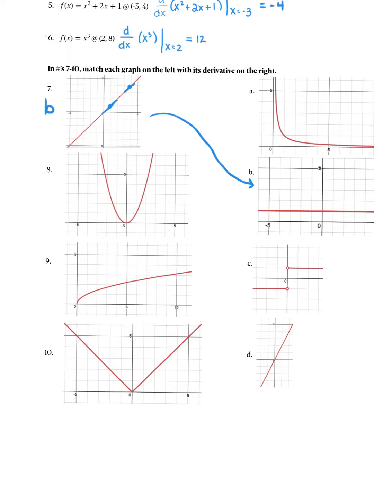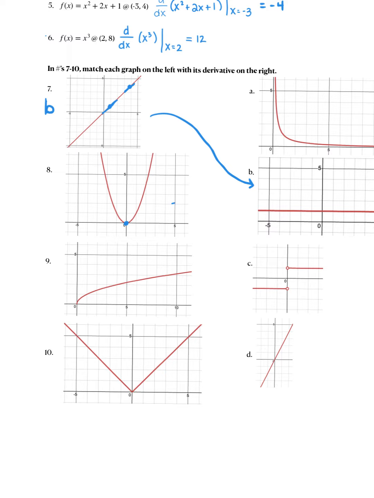Okay, so now let's look at number 8 here. Let's talk about a couple of the important things here. First of all, I have a change in direction at 0. I have a local minimum at 0. So I need a derivative graph with a root at 0. It needs to cross the x-axis at 0. Realistically, this option D is my only one.